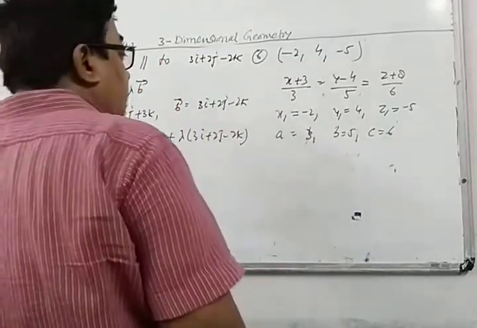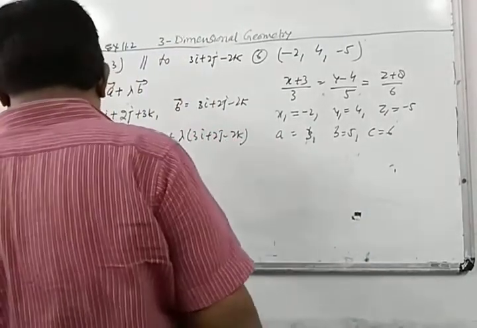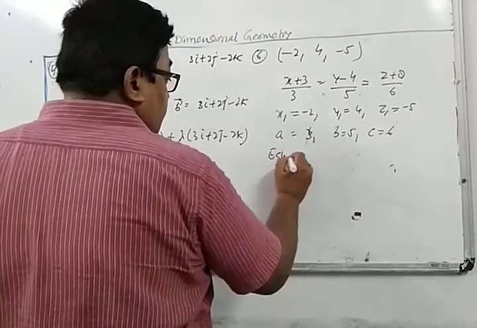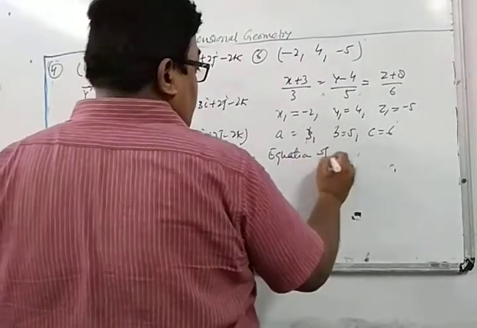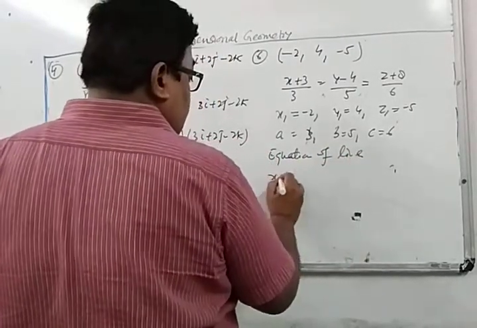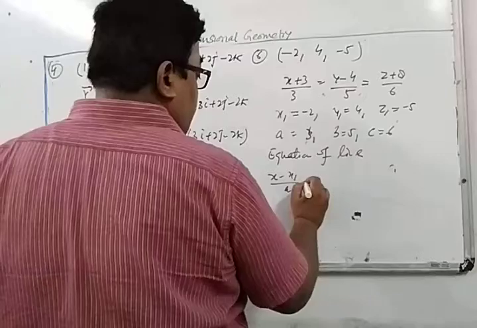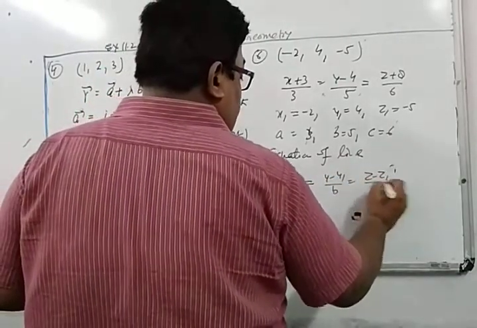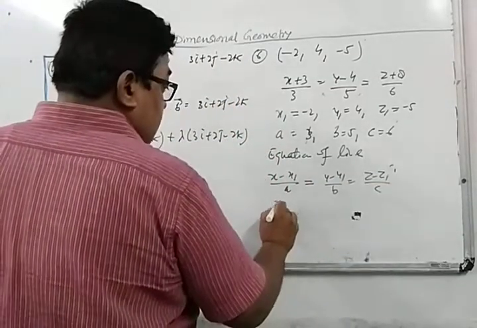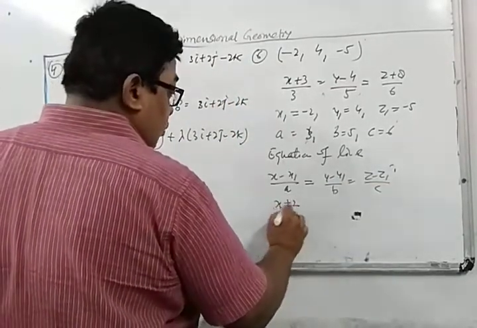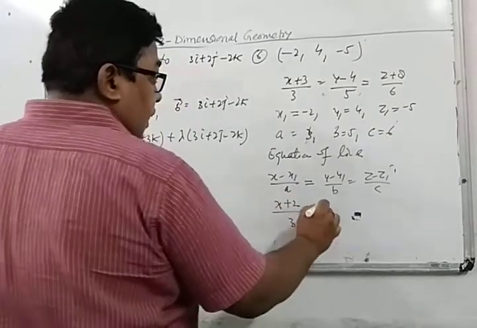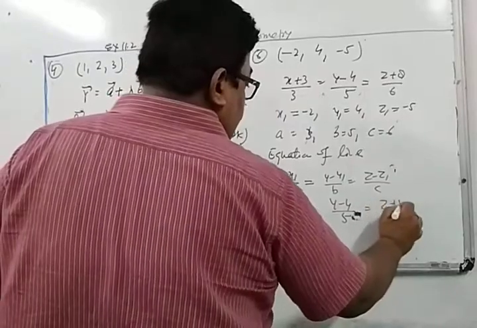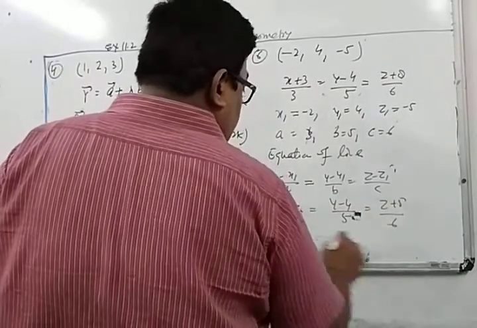As I told you, the formula for that case is (x − x1)/a, the equation of the line: (x − x1)/a = (y − y1)/b = (z − z1)/c. So this is x, and x1 is −2, so x + 2, and a is 3; y − 4, b is 5; and z + 5 upon 6. This is the required solution.